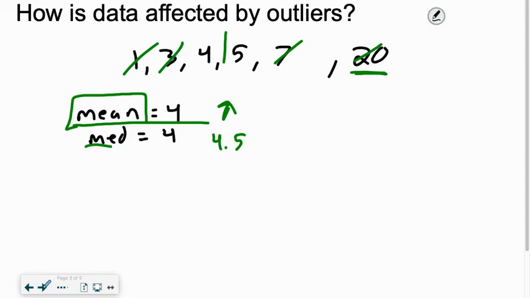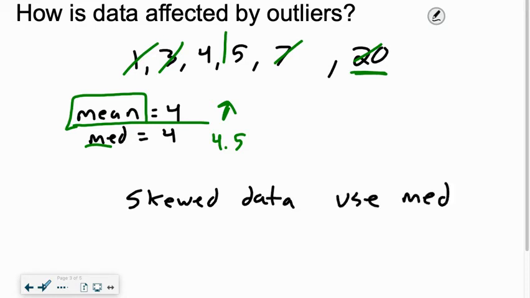So outliers affect the mean more than they do the median. And if you have skewed data, you should use the median. For symmetric data, use the mean as your measure of center.